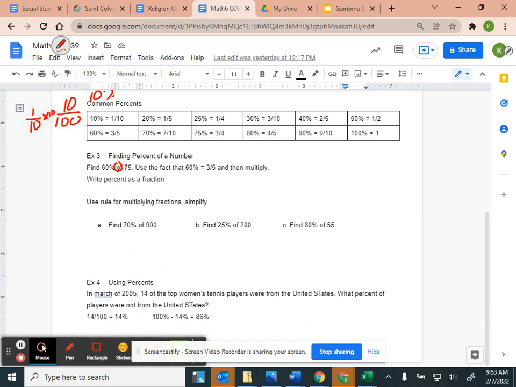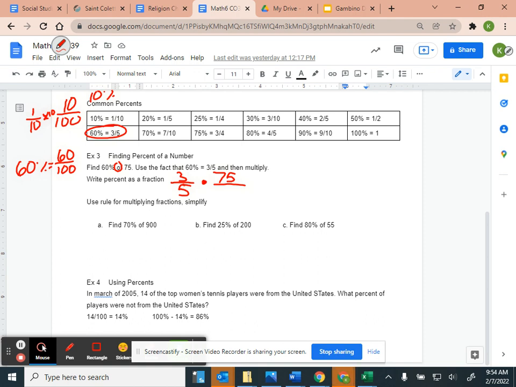So instead of going through and doing a lot of simplifying, we know 60% is the same as 60 hundredths. We also know from our chart that 60% is 3/5. They're telling us how to simplify it. So they've already simplified it. So we need to write our percent as a fraction. We can just say 3/5 because 60 hundredths is already simplified. And we're going to multiply that by 75.